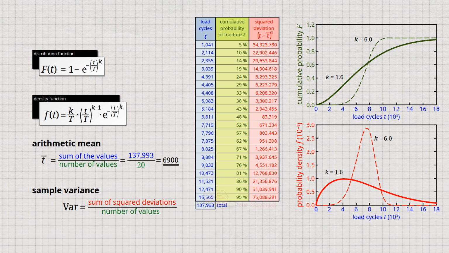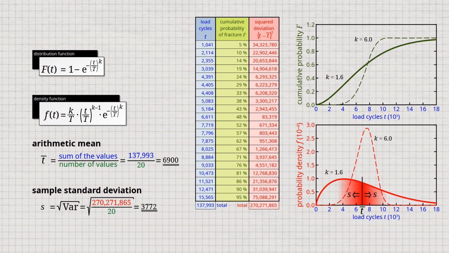We then add up the squared deviations and divide this sum by the total number of samples. In our case, this gives us a mean squared deviation from the arithmetic mean of about 13 million. Taking the root of this variance gives the standard deviation as a measure of the dispersion of the random values around the arithmetic mean. In our case, the number of cycles to failure varies by an average of 3,772 cycles around the mean time to failure of 6,900 load cycles.